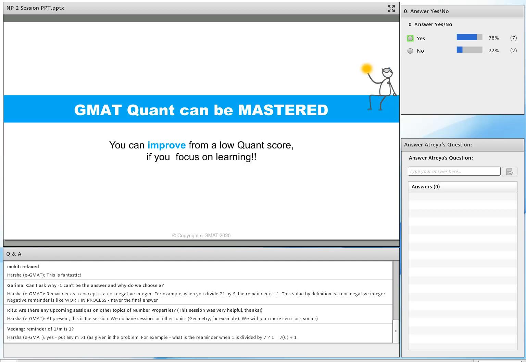So the bottom line for this is GMAT quant can be mastered and you can improve from a low quant score if you focus on learning. Because trust me, the first three questions that you solved right at the start, you had an average accuracy of around 15%. The next time when you solved it out, the first question was answered by almost 50%, the second by another 45, the third was by another 38. So the average accuracy was around the 40th percentage, 3 times of what we saw during the start. So yes, you did learn a lot.